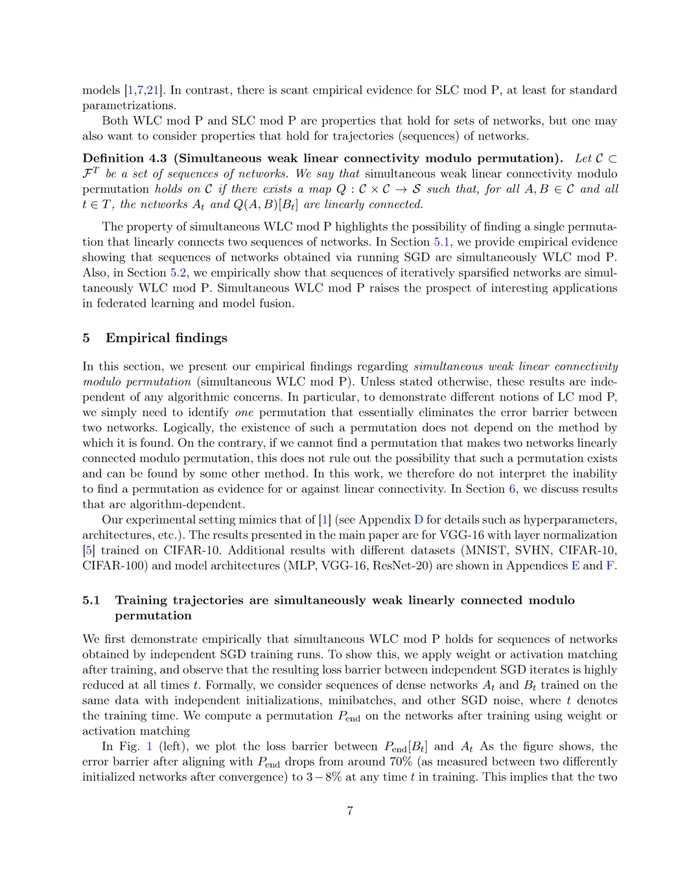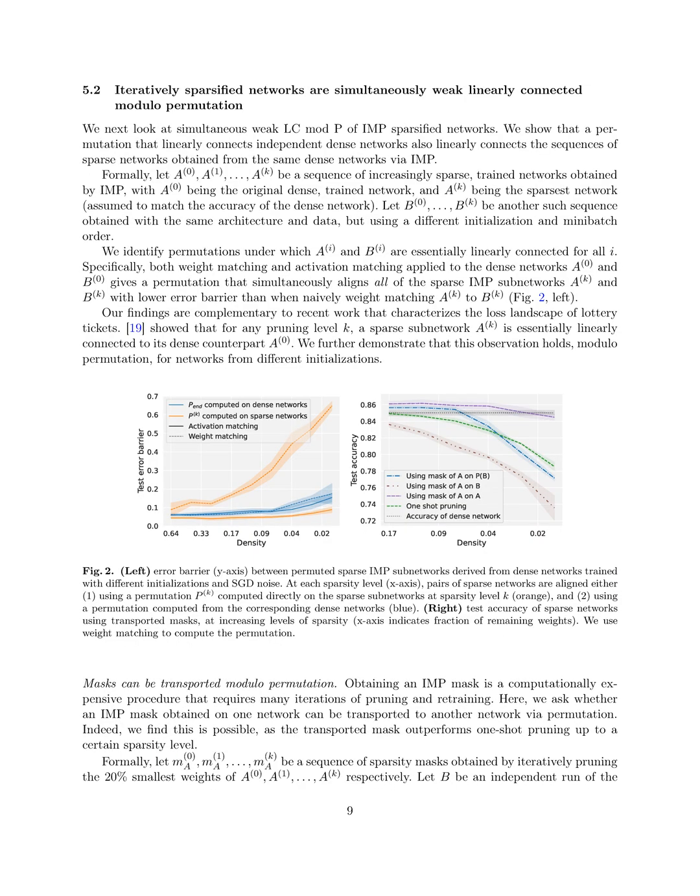Furthermore, the paper demonstrates that iteratively sparsified networks obtained through IMP are also simultaneously weak linearly connected modulo permutation. The findings show that a permutation aligning independent dense networks can also align sequences of sparse networks obtained from the same dense networks via IMP with lower error barriers than naively matching the sparse networks.